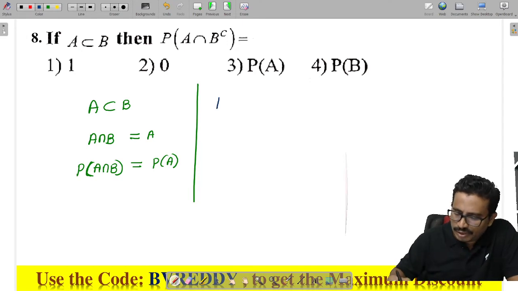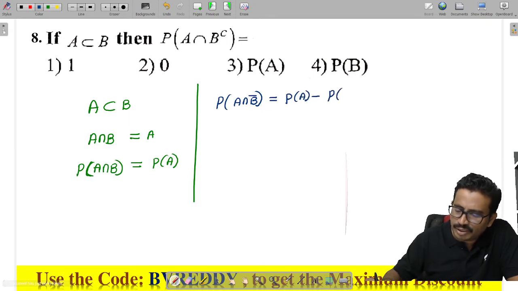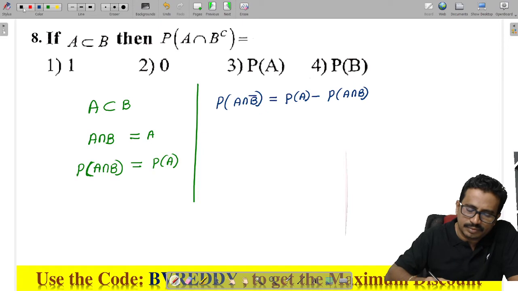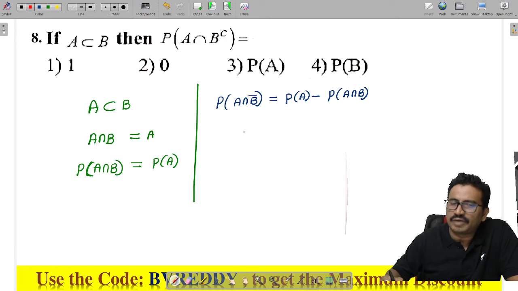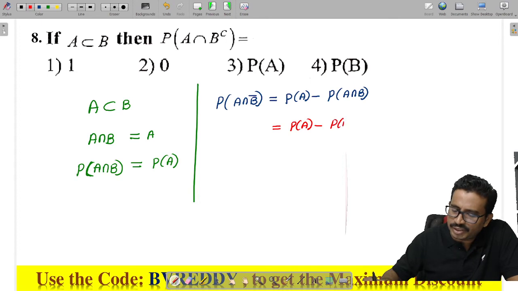Right. Now you see this thing here, P of A intersection B bar, means what? Here we need only A. So the P only A, which is nothing but P of A minus P of A intersection B. Now you can tell me, P of A intersection B bar, which is given as P of A minus P of A intersection B, which is nothing but P of A only. So this value is equal to 0.